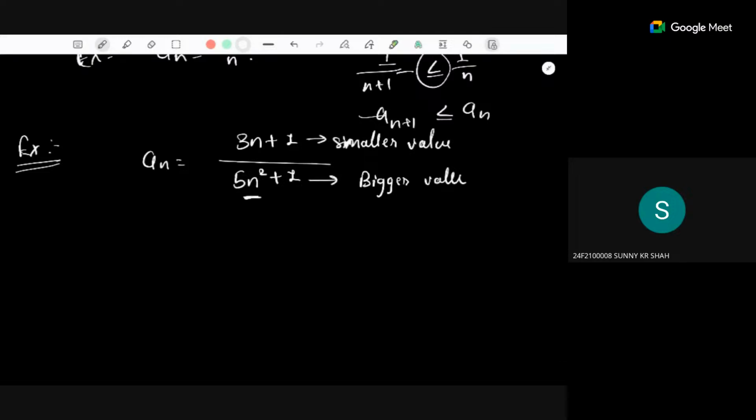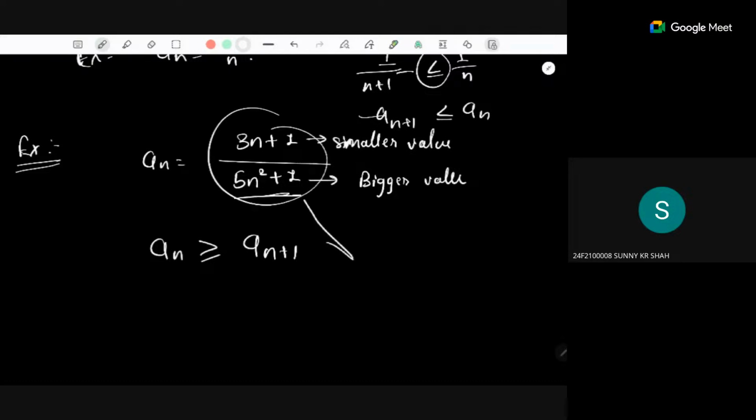And so here we can easily observe that the value of an will be less than or equal to the value of an plus 1, sorry, I have written the other way around. So here the value of an will be greater than or equal to the value of an plus 1, because in the denominator we are getting larger values. Right? So this sequence will now be a decreasing sequence.